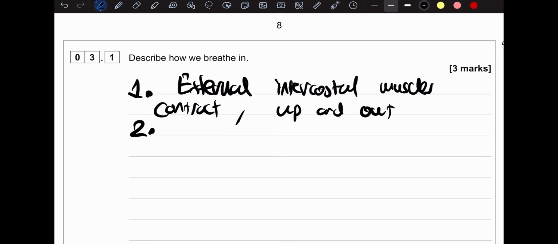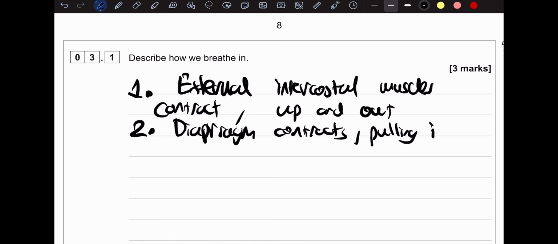Second idea is our diaphragm, which we know is this part at the bottom of our lungs, right? Our diaphragm flattens. So the diaphragm contracts and it pulls down. So we've made our ribs go out and we've made our diaphragm go down.